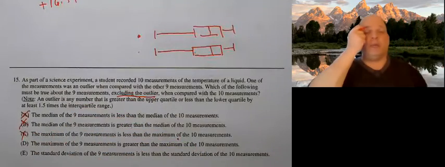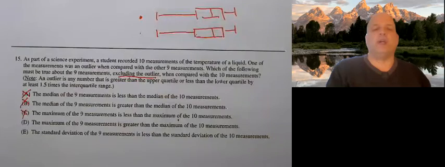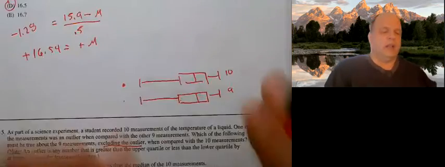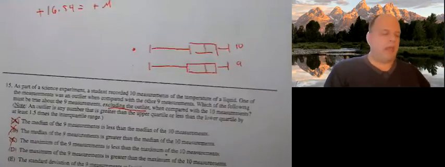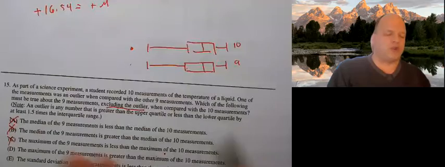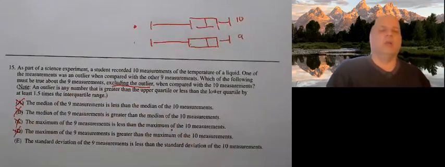We don't know, and it has to impact the max. The maximum of the 9 measurements is greater than the maximum of the 10 measurements. Well, if this is the 10 and this is the 9, it's possible that that could happen, but not assured. And because it's not assured, we don't know.